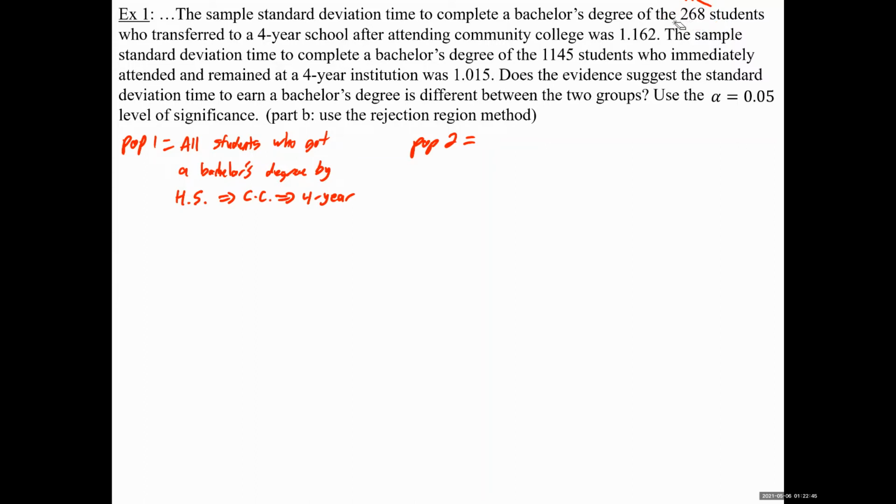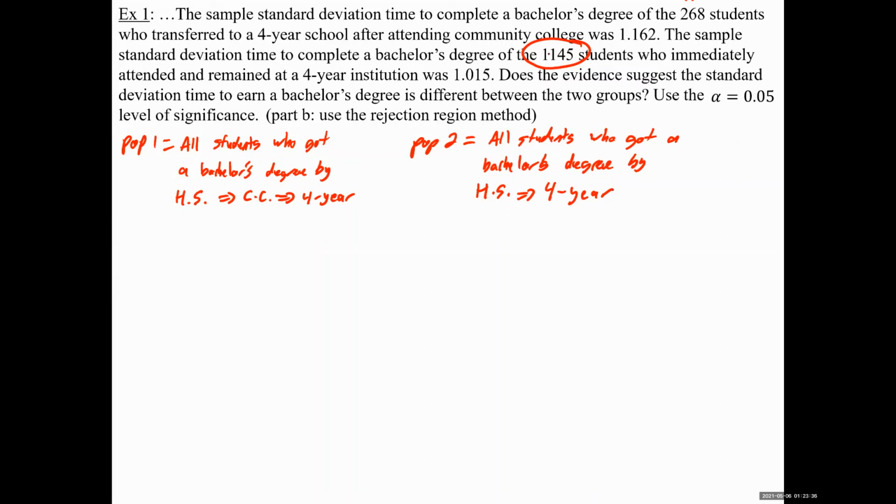Okay, and then this 1,145 students, that's a sample as well. That's a sample of students that went straight from high school to a four-year and got a bachelor's. That's a sample, comes from a bigger group. What group? All students who got a bachelor's degree by going that path from high school straight to a four-year. So this population is going to be all students who got a bachelor's degree by going this route from high school to a four-year. They didn't go to community college. Now, those are the two big groups.